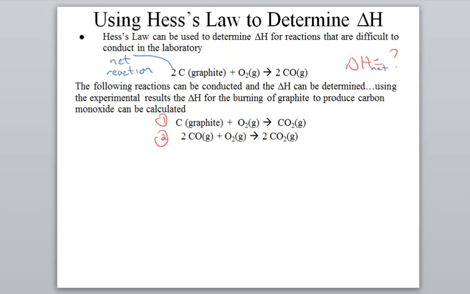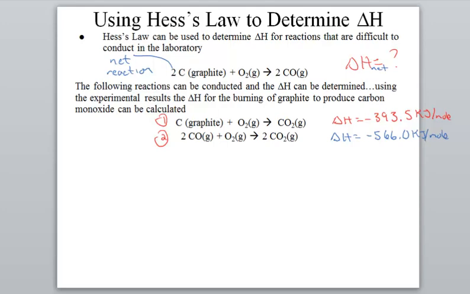For reaction number 1, it's an exothermic reaction, and it's negative 393.5 kilojoules per mole. The second reaction, the way it's written, is also exothermic. It's negative 566 kilojoules per mole. So these are the 2 reactions, and of course they're not written so that you can just add them together and get the net one. You have to modify them a little bit.